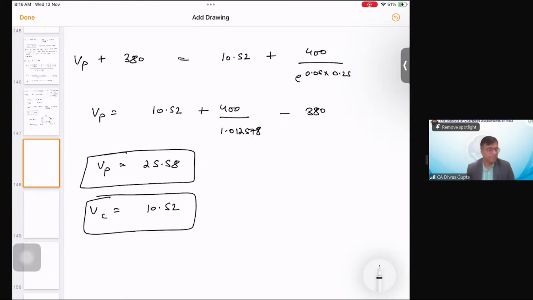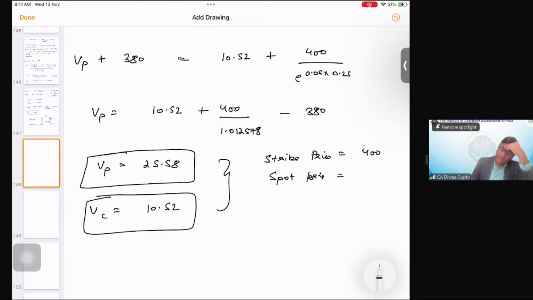Because prices are going down. Very good. From 415, it's gone to 380. Right. More importantly, what is happening? The strike price of both put and call option is 415. Sorry, 400. It's 400. If I talk about both of them, the strike price is actually 400 and the spot price as on today has become 380.